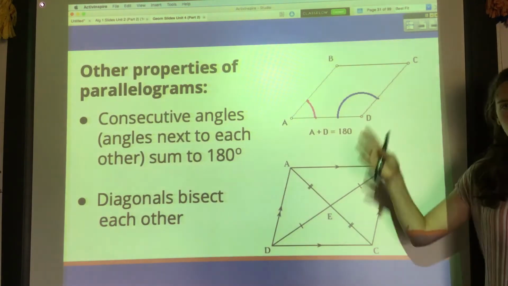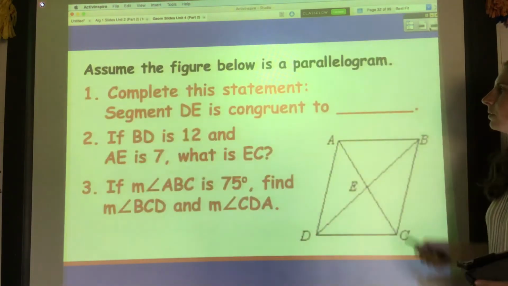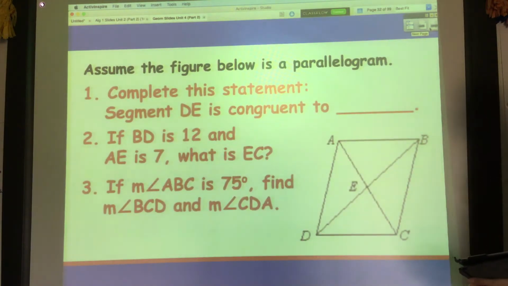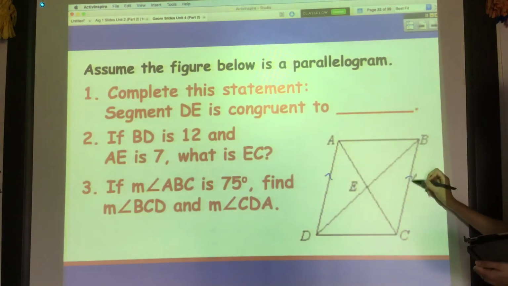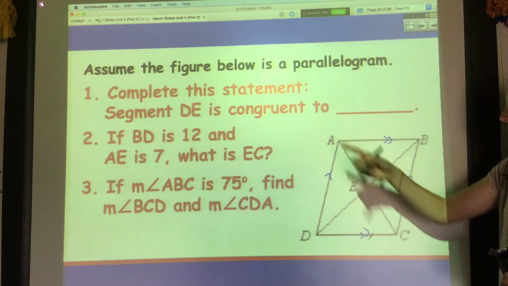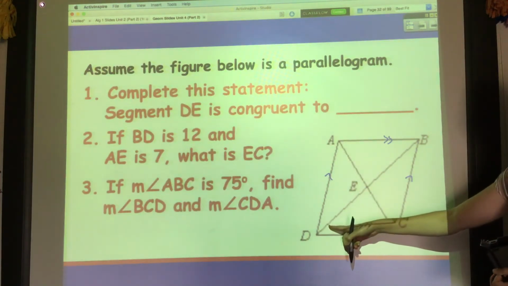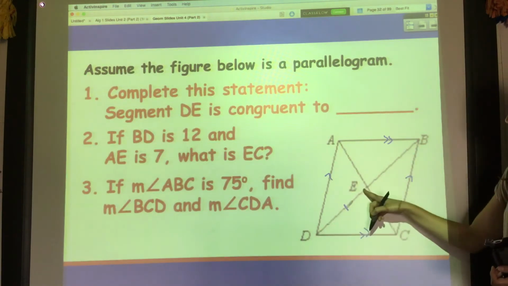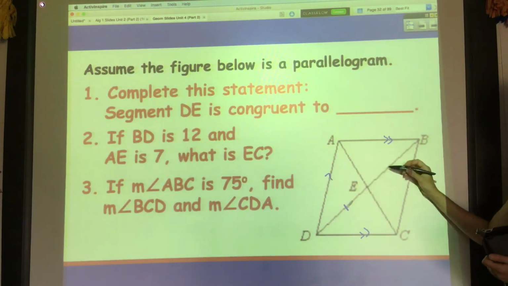So we can use all of this to answer some problems. So here's a few examples. We've got a parallelogram right here. Assume this stuff's parallel, it says. So segment DE is congruent to what? DE is part of this diagonal. It's congruent to the other half of the diagonal, BE.